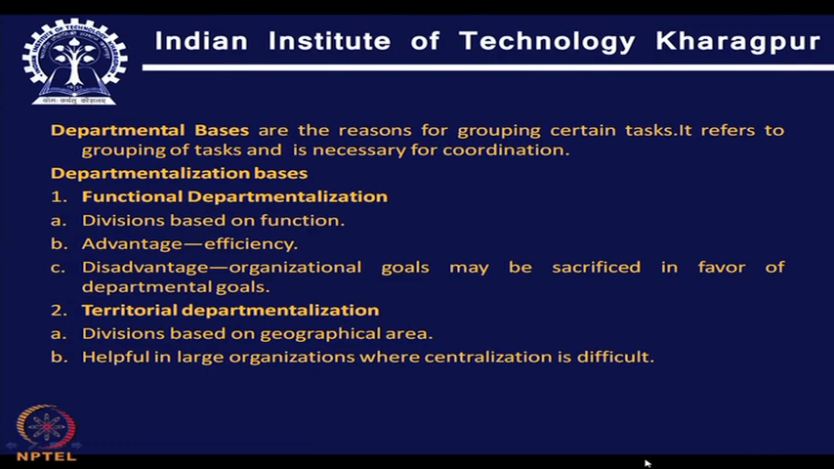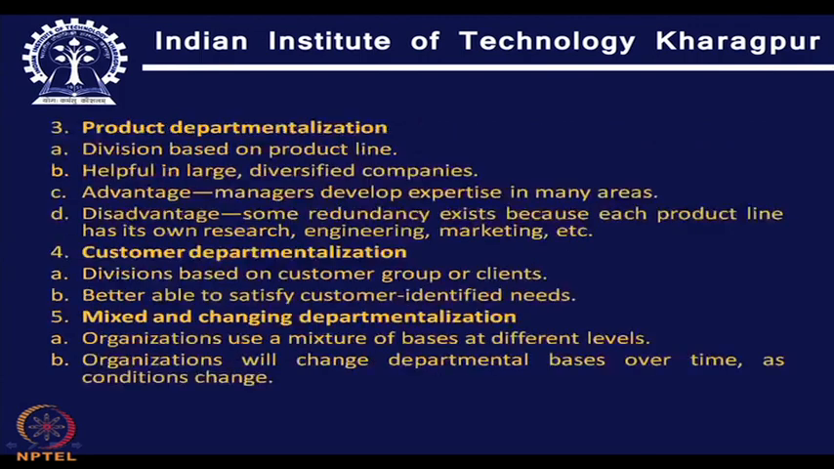Next is product departmentalization. In product departmentalization, the division is based on product line. It is helpful in large diversified companies. What happens here is the manager develops experience or expertise in many areas. The disadvantage is there could be some redundancy, because each product line has its own research and engineering and marketing.